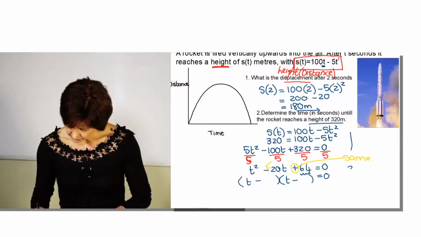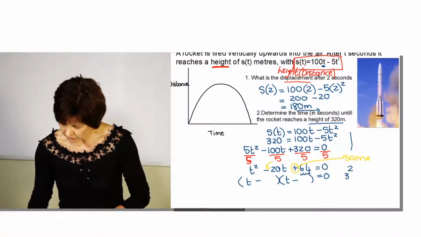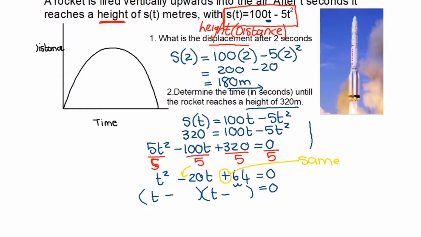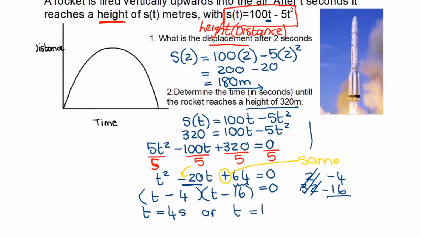So let's think, factors of 64. I know 2 times 32 is 64, but if I add it up, I'm not going to end up having 20, so I'll have to try something else. 64 is also 4 times 16, and negative 4 minus 16 will give me exactly that negative 20 that I want. So it's going to be negative 4 and negative 16. The one bracket is 0, or the other bracket is 0, which means t will end up being 4 seconds, or t will be equal to 16 seconds.